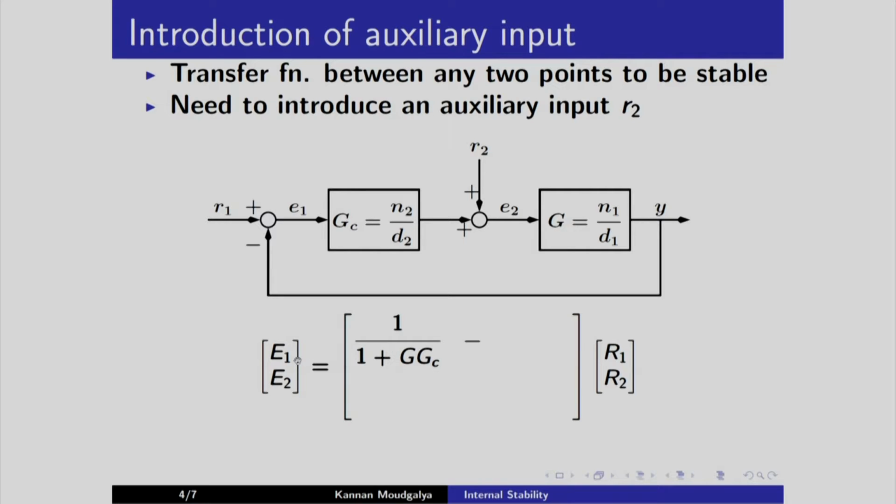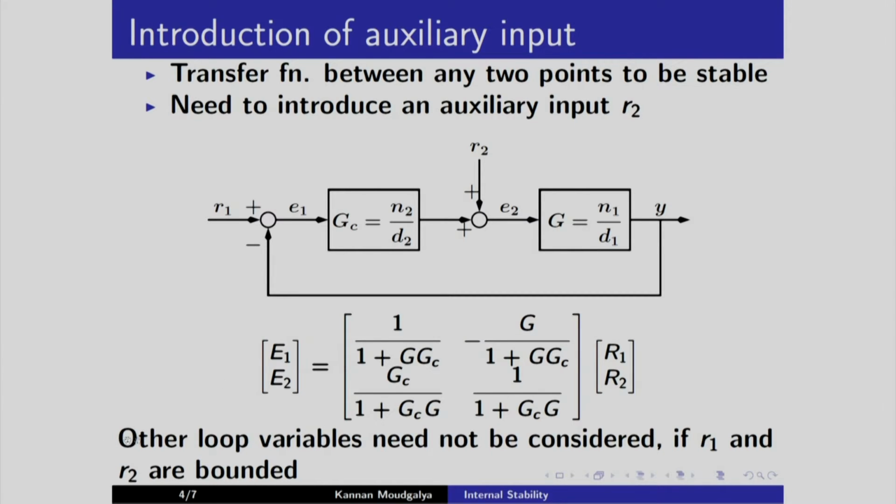Similarly, the transfer function between E1 and R2 is here, minus G over 1 plus G GC. For this one can make R1 0 and get the transfer function between R2 and E1. Because of the minus sign here, you get a minus sign here. It is easy to arrive at the next line. You can verify this.